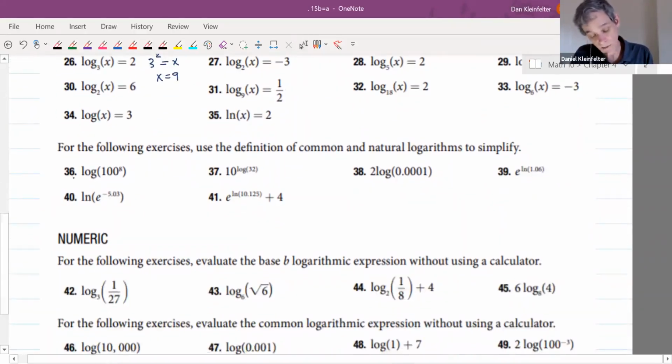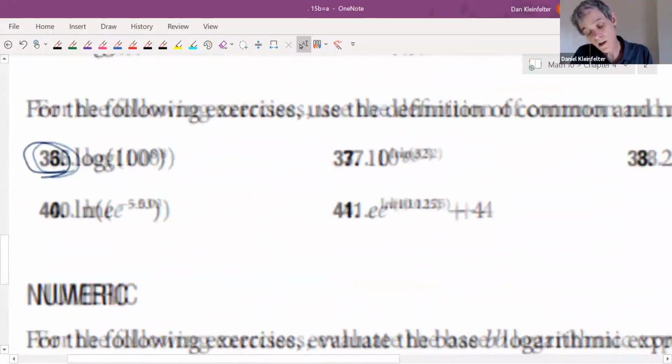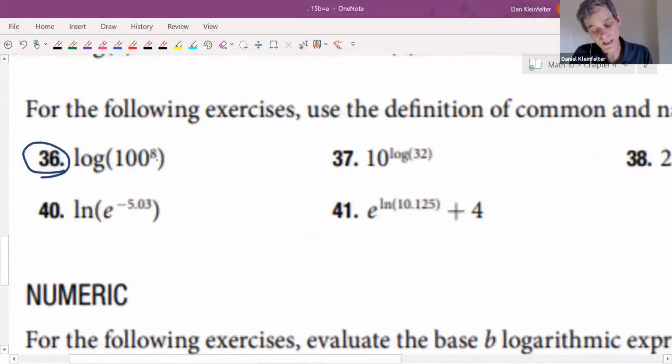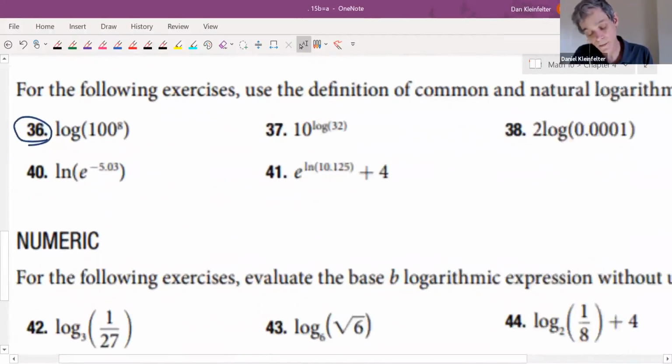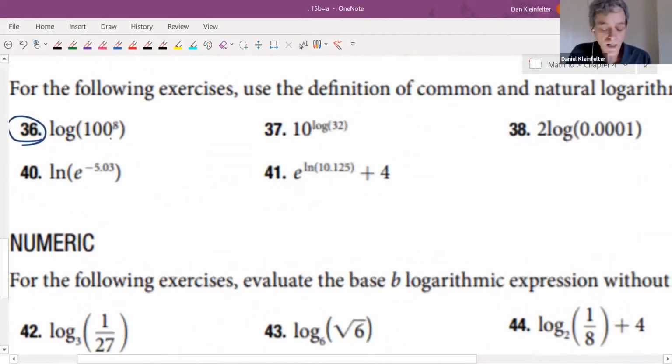Here, let's do some simplifying. 36. The logarithm of 100 raised to the 8th power. It says use the definition of common and natural logarithms to simplify. So here, 100 raised to the 8th power. So 100 is 10 squared. So 10 squared raised to the 8th power, that's 10 to the 16th power. So what power do you raise 10 to get 10 to the 16th power? It's going to be 16. So the answer to 36 is going to be 16.